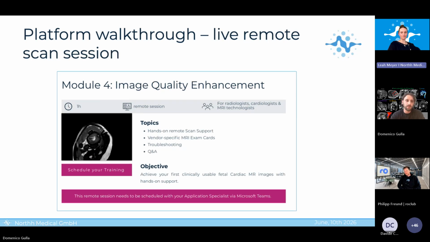And regarding module 4, in this case, we call it the image quality enhancement. What I usually do with the customer is book another session via Teams where I can participate during their first volunteer or patient. In that case, I can support the customer, also providing vendor-specific exam cards and helping them with troubleshooting. That means troubleshooting related to device usability, device settings, position of the transducer, and also how to improve the image quality or solve some problems with image quality.